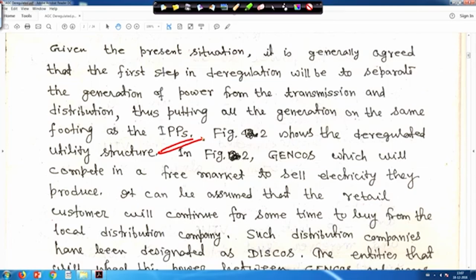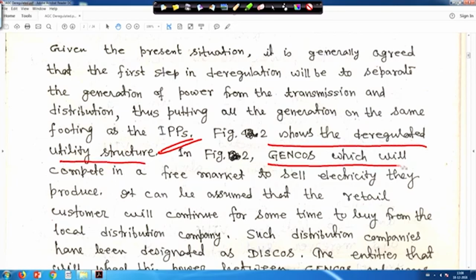That means you separate generation, you separate transmission and separate distribution. So, like independent power producers, they are also separate, right. So, if you do so, then you will have 3 different entities, one for generation, one for transmission and another for distribution. So, even IPPs also will come into that generation, that is separate, right. So, figure I will come later. Figure 2 shows the deregulated utility structure.